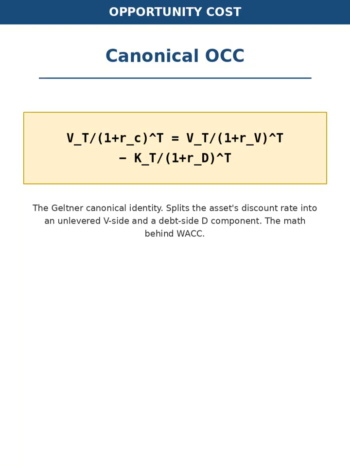The canonical opportunity cost of capital, the Geltner identity. The formula expresses the asset's present value as the unlevered V-side discount minus the debt-side D-side discount. This is the math behind the weighted average cost of capital. It cleanly separates the asset's return into the part earned by equity and the part absorbed by debt service.